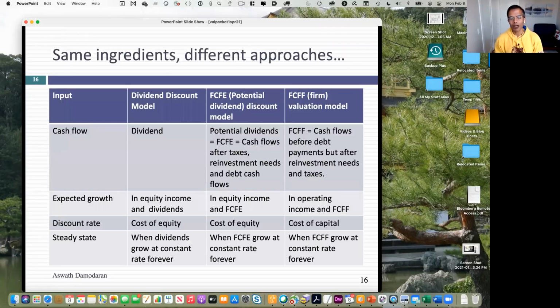If you have a dividend discount model, your measure of cash flow is an equity cash flow, and you're saying the equity cash flow is what I get as dividends. Your growth rate will be a growth rate in earnings per share, dividends per share. Your discount rate will be a cost of equity. Why? Because dividends are cash flows to equity. And when you get to your terminal year, what you're computing is the present value of dividends in perpetuity. Everything is dividend focused.